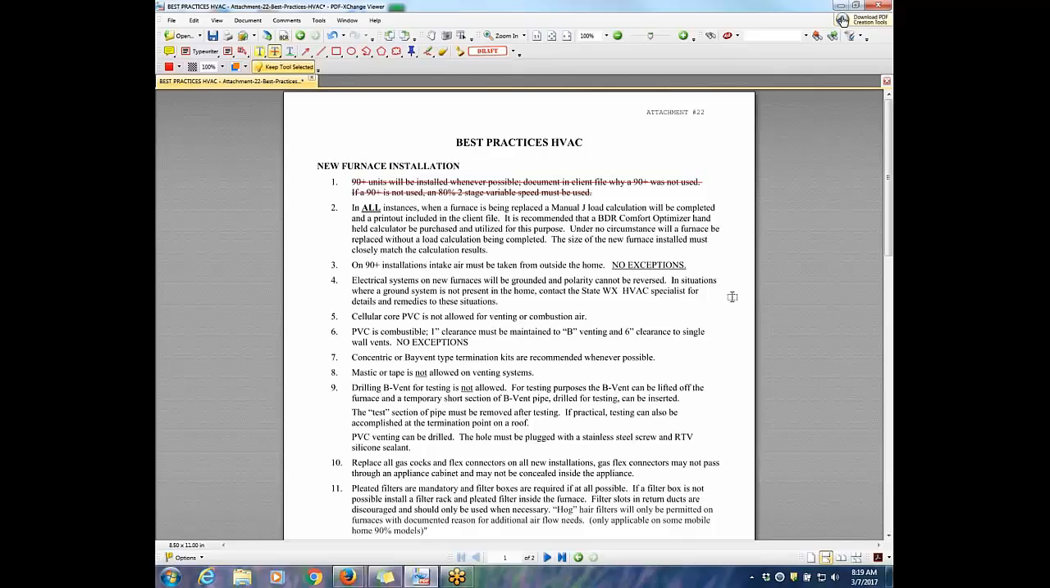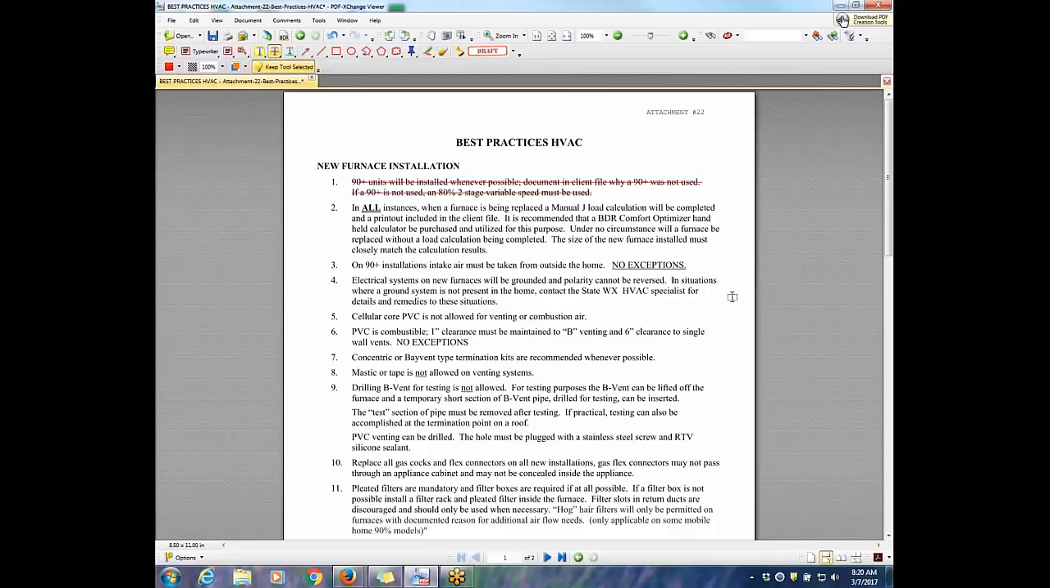The next part says it is recommended that the BDR Comfort Optimizer handheld calculator be purchased and utilized for this purpose. 7.5 years ago, that was a great little inexpensive tool to do manual J. It doesn't exist anymore as far as I know. There is no support for it. So I think that just needs to go away. Again, the NEAT audit does a good job as long as you're doing the audit correctly.